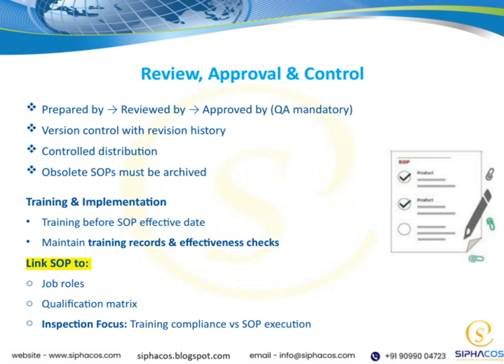Next, we need to keep track of different versions through proper version control and revision history. This helps us maintain clarity on updates and changes over time. Controlled distribution is also critical. We should only distribute the SOPs to authorized personnel to prevent outdated or incorrect procedures from being used. And remember, obsolete SOPs should be archived properly so we can reference them if needed, but they don't clutter the current documentation.